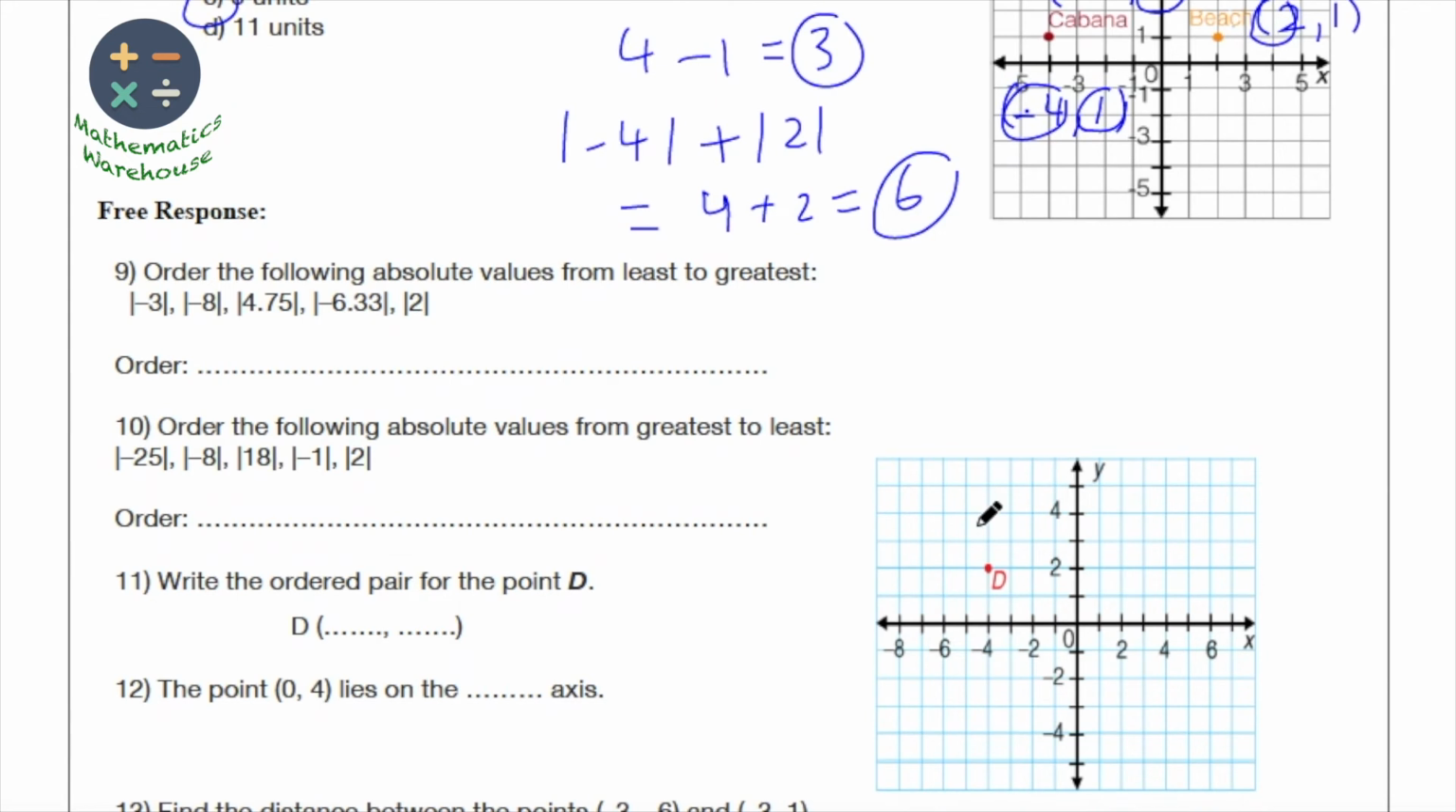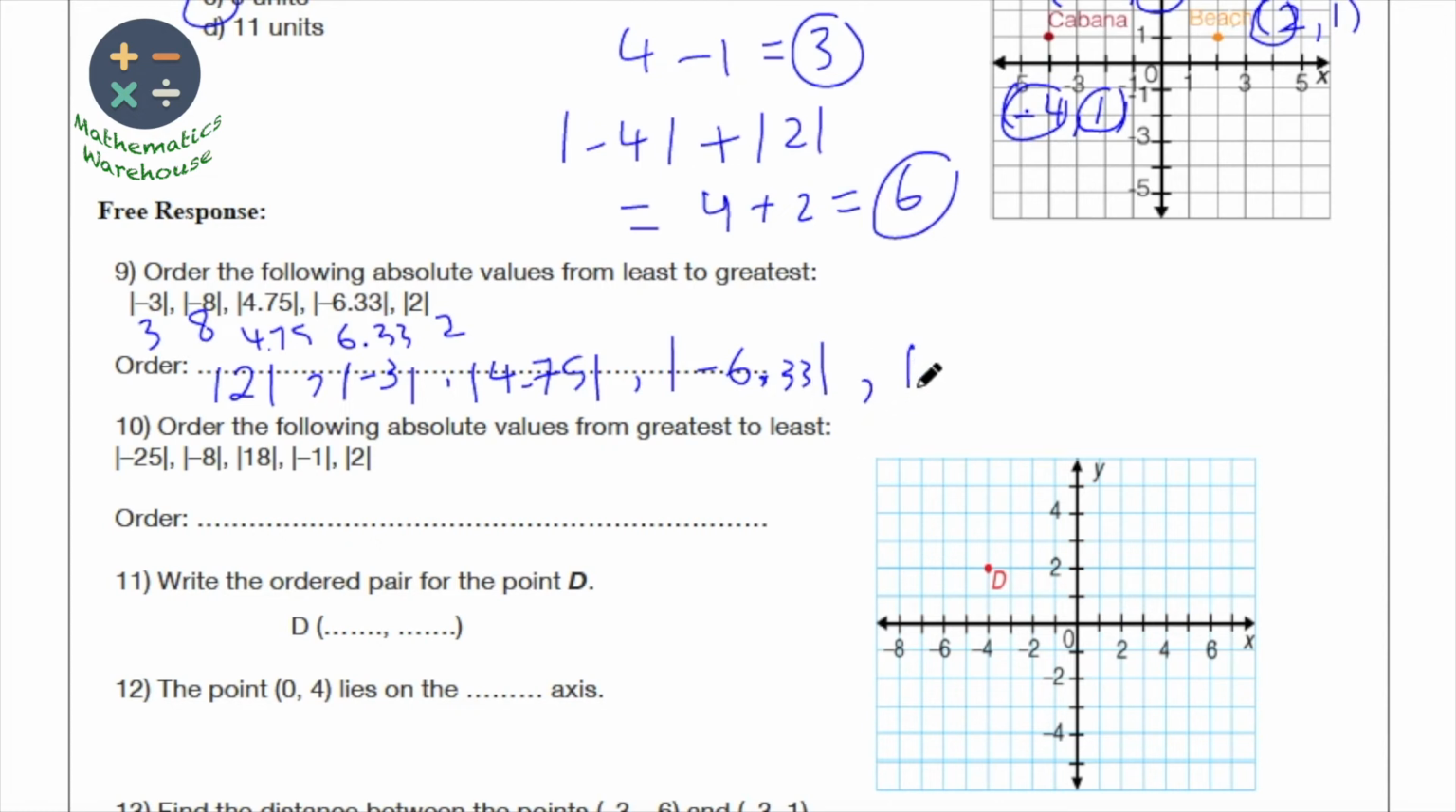Next question. Three response question. Order the following absolute values from least to greatest. First, we need to know the value of each absolute value. Here we have 3, here it's 8, here 4.75, here 6.33, and here 2. Now we can order from least to greatest. Of course, the least one is 2, which has the form absolute value of 2. Then we have 3, which is the absolute value of negative 3. Then we have the absolute value of 4.75. Then we have the absolute value of negative 6.33. Then we have at last the absolute value of negative 8.